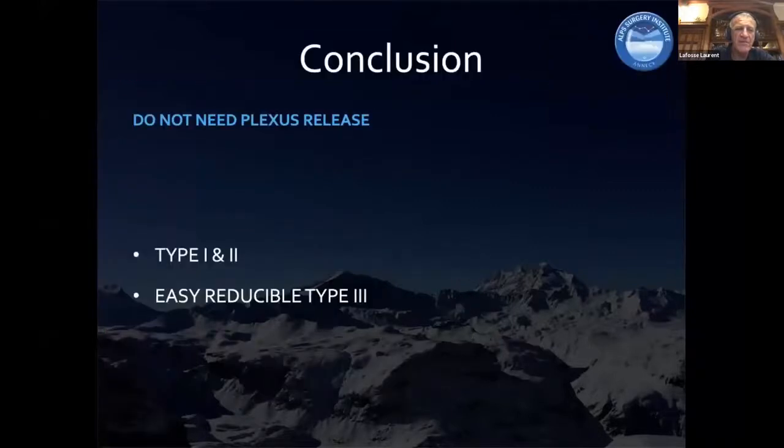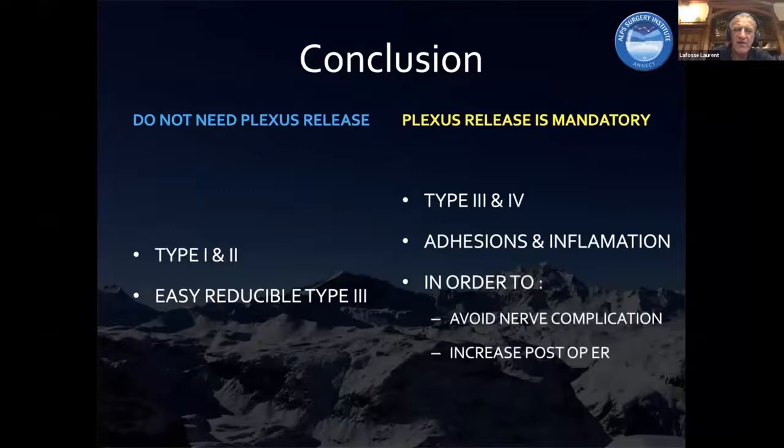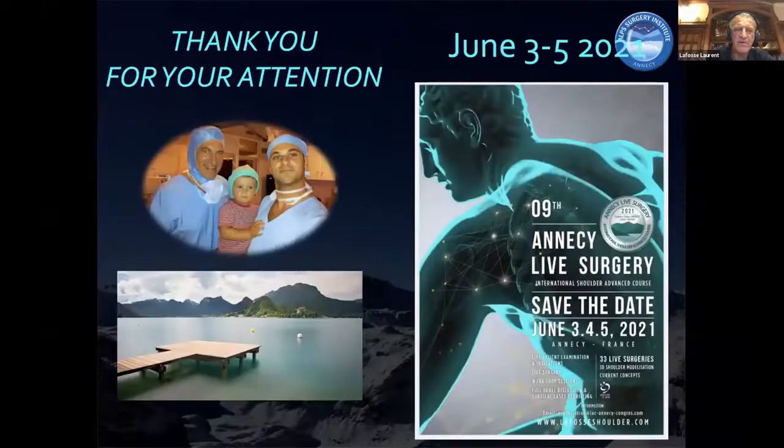So there is no need for plexus release in this repair in type 1 and type 2, and most of the time for type 3. Plexus release is mandatory for type 3 and 4, when you have adhesion and inflammation, in order to avoid nerve complication and to increase the pulse. Thank you very much for your attention.